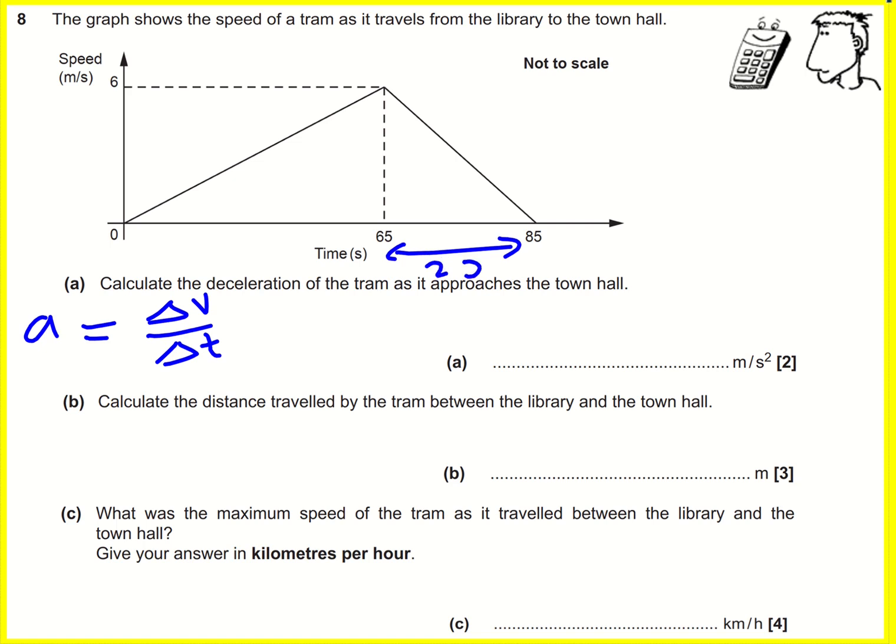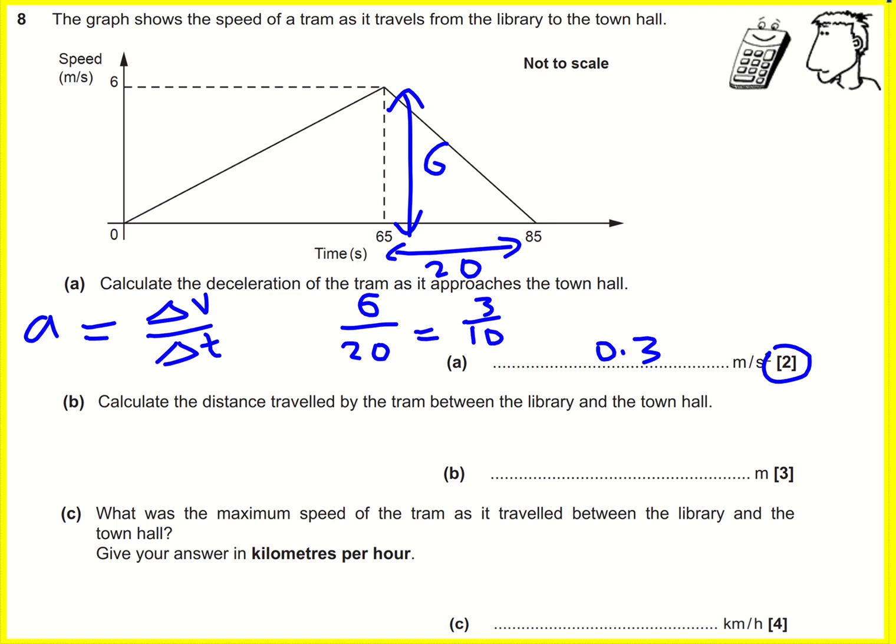So we can see the change in time is it travels from the library to the town hall. We're going up and then we're going down. So we can see it's talking about this bit here, 20 seconds, and we're going down by 6. So the deceleration is going to be 6 divided by 20. Okay, the acceleration would be minus 6 divided by 20. That's the difference. So we get 3 over 10. You can use a calculator for this, but I've done it without: 0.3 meters per second squared.